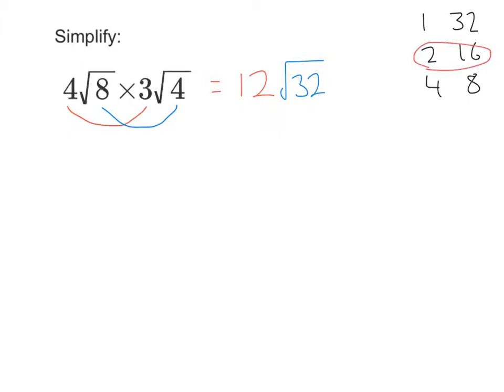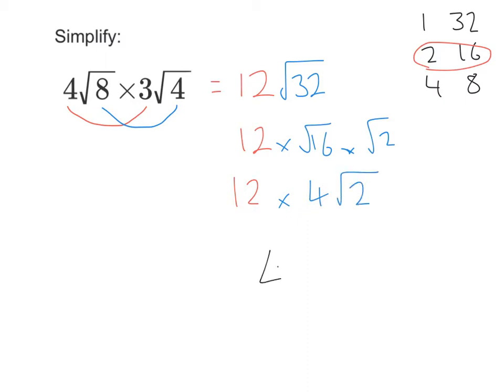So that's going to be 12 times root 16 times root 2. 12 stays the same, and we're going to times that by 4 root 2. 12 times 4 we all know as 48, and the root 2 doesn't change.